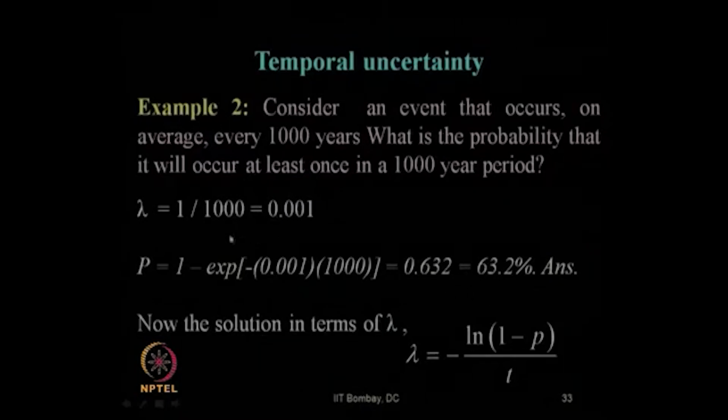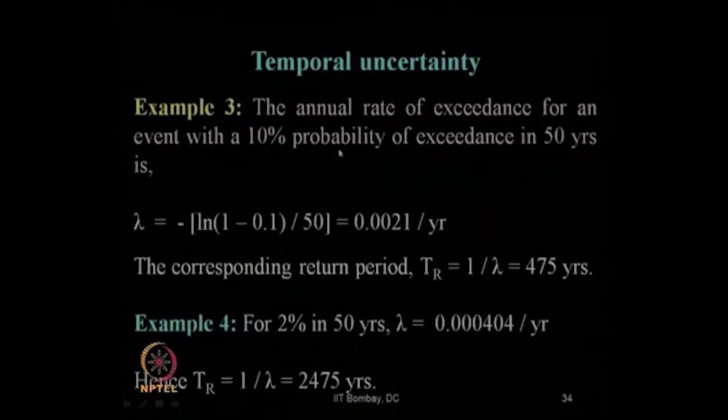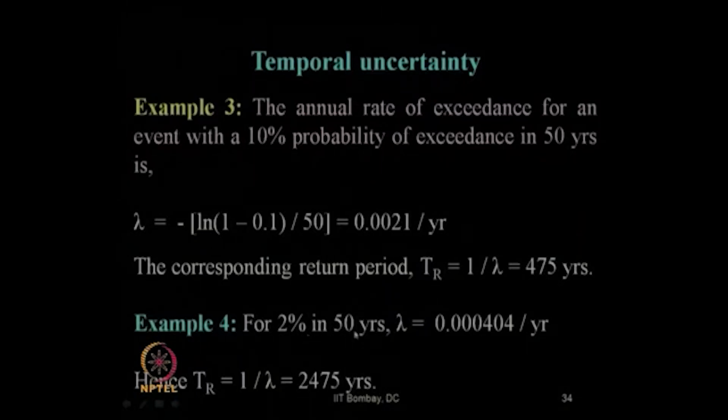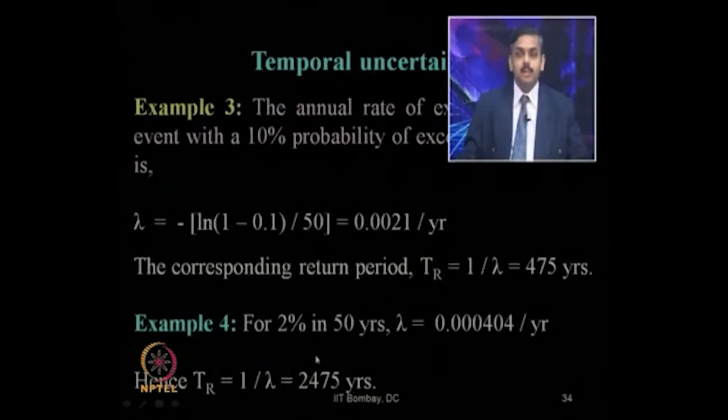Now, expressing this lambda in terms of probability p, we get the annual rate of exceedance or the corresponding return period for a 10% probability of exceedance in 50 years. That gives us a return period of 475 years. The same thing with a 2% probability of occurrence of an earthquake in 50 years will give us a return period of 2475 years. These are what we use for the practical design of any structure in earthquake prone areas, depending on its importance.